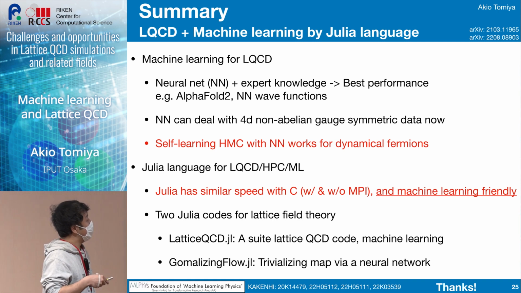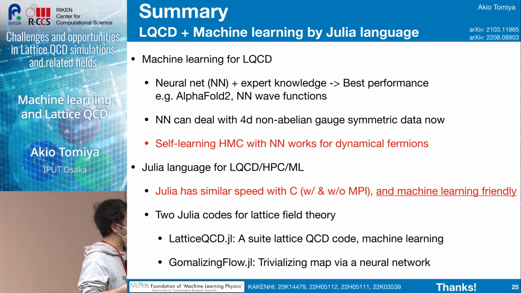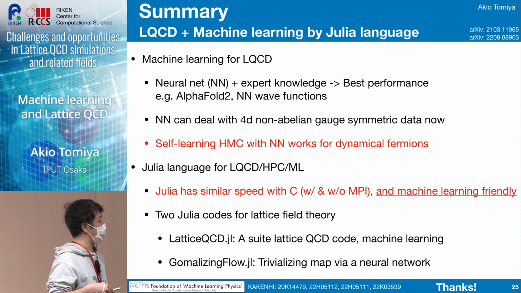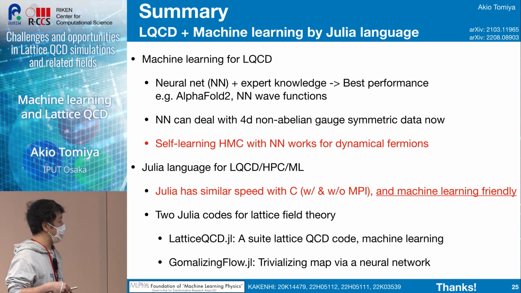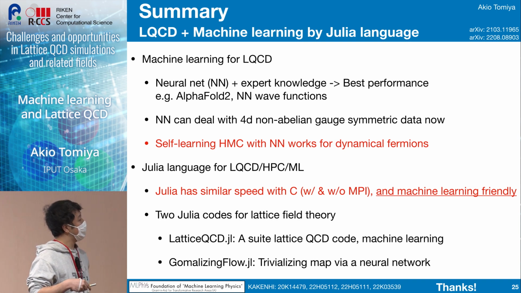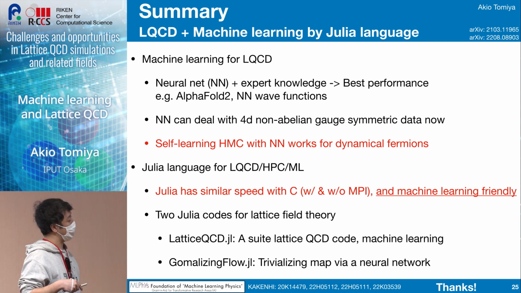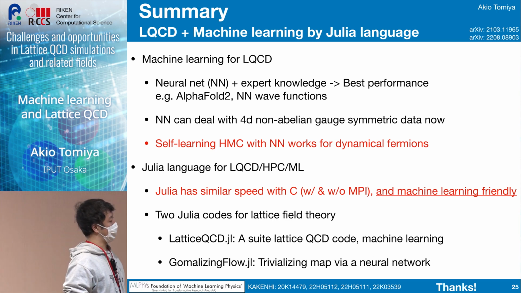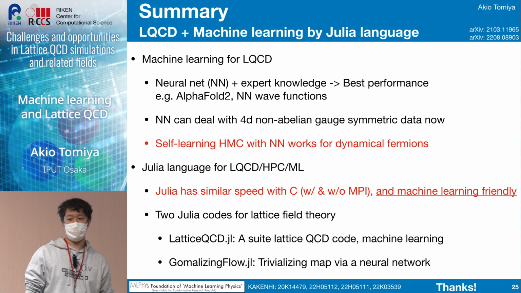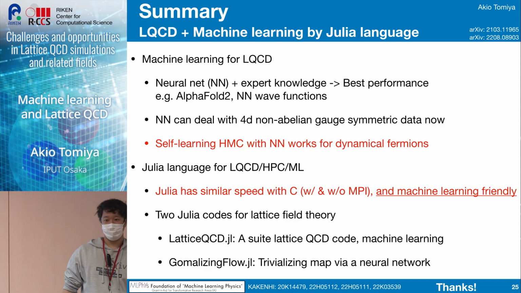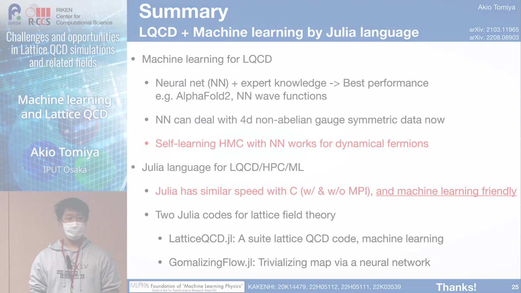Julia has a similar speed to C, with or without MPI. And this is machine-learning friendly. And I made 2 codes for lattice field theory. One is for lattice QCD, and one is for 2-dimensional scalar field theory, or 3-dimensional field theory with a trivializing map. Okay, that's all. Thank you. Thank you very much.